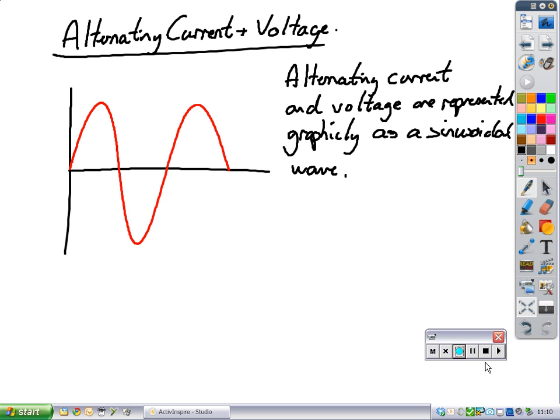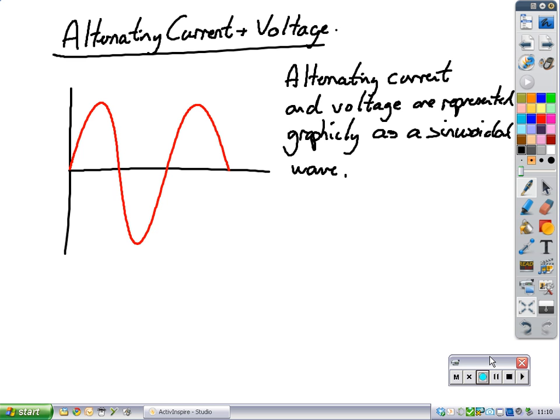Alternating current and voltage can be represented graphically as a sinusoidal wave. They have the same properties as any other wave that you've dealt with in standard grade. They have amplitude, frequency, wavelength, peaks and troughs. They have all the different parts that you should know about.